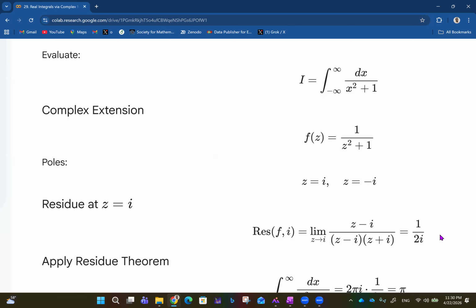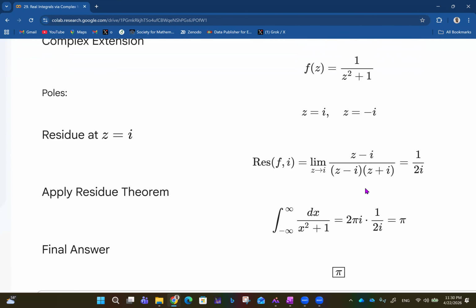So the residue here is 1 over 2i, like that. So we don't bother about this one because this is not in the upper plane. It doesn't fall into the realm we're talking about. Okay, so we then apply the residue theorem: the integral from minus infinity to infinity of dx over x squared plus 1 is 2 pi i times the sum of residues.